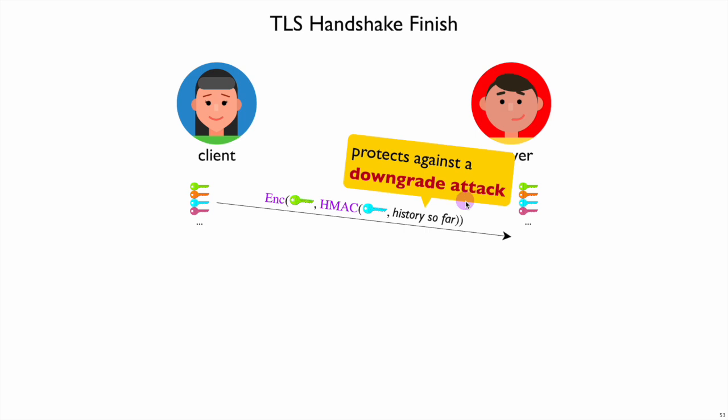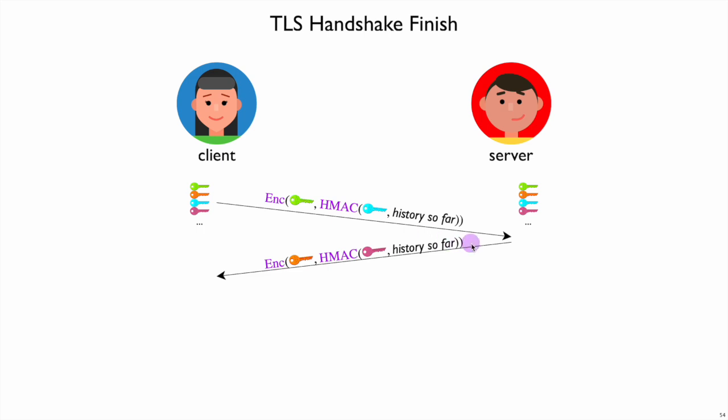A man in the middle could try to attack this with a downgrade attack by removing the strongest of those cipher suites and keeping only the weakest to try to make it easier to break into the communication between the server and the client. That's called a downgrade attack, and by including all of the history so far, we make sure that doesn't happen. And the server responds back, again with its extended history.